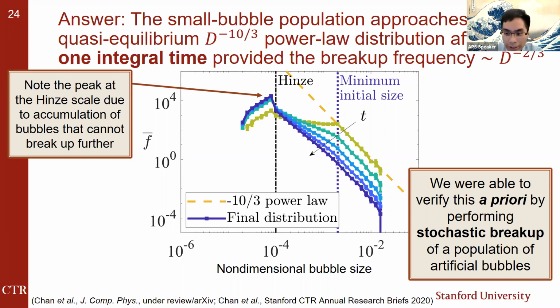We were able to verify this a priori by performing stochastic breakup of a population of artificial bubbles. Before I move on, I just wanted to point your attention to this peak at the Hinze scale. This peak occurs because we didn't want to make any ad hoc assumptions at the Hinze scale for now. So what we did was the following. We allowed breakup to happen above a prescribed Hinze scale, but not below it. This means that bubbles break, and then they are not allowed to break further. This causes a small peak of bubbles at the Hinze scale, which we will revisit later in this presentation.